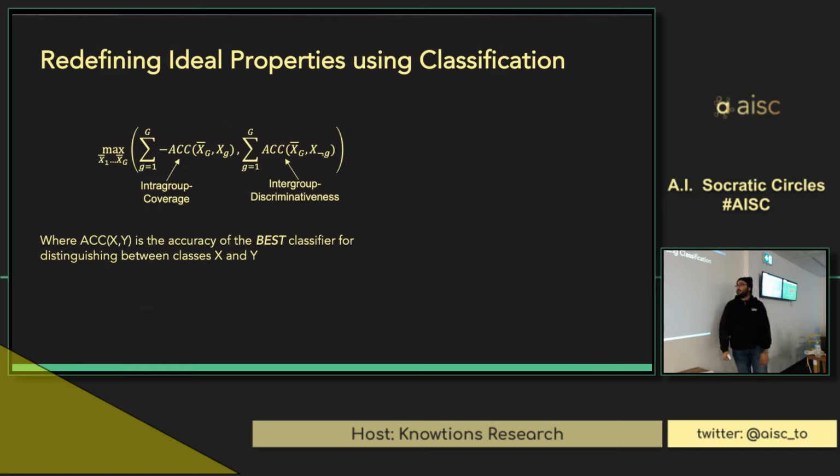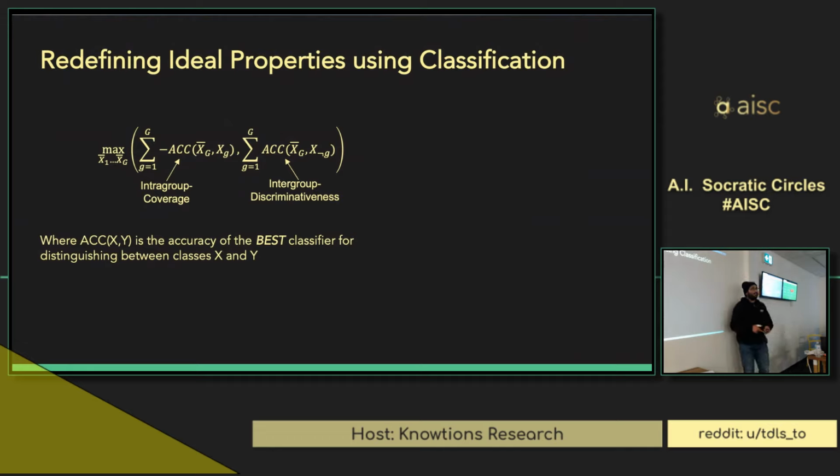They summarize it here. Let us assume that there exists a classifier for which the accuracy of classifying two different classes x and y is given. Accuracy of x, y is the accuracy of the best classifier that can distinguish between two classes x and y. If we assume that, then the problem we stated before boils down to these two terms. We are trying to maximize over all the groups the negative of the accuracy of xg bar and xg.